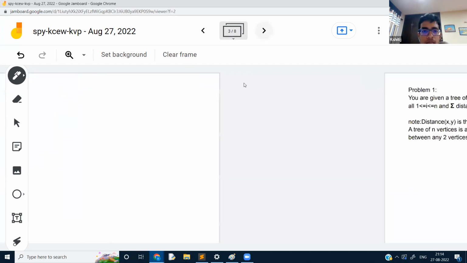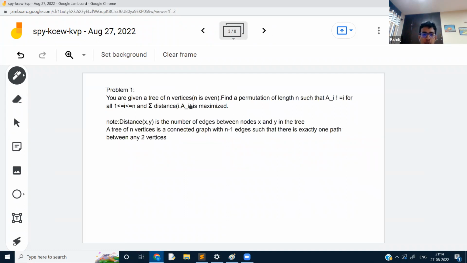Now I will cover a problem. So the problem is you are given a tree of n vertices. Actually, we will ignore the condition n is even, since the problem can be solved even without it. So basically, you need to find a permutation of length n such that the ith value is not i, it's something else, and the sum of the distance between node i and node A_i is maximized.